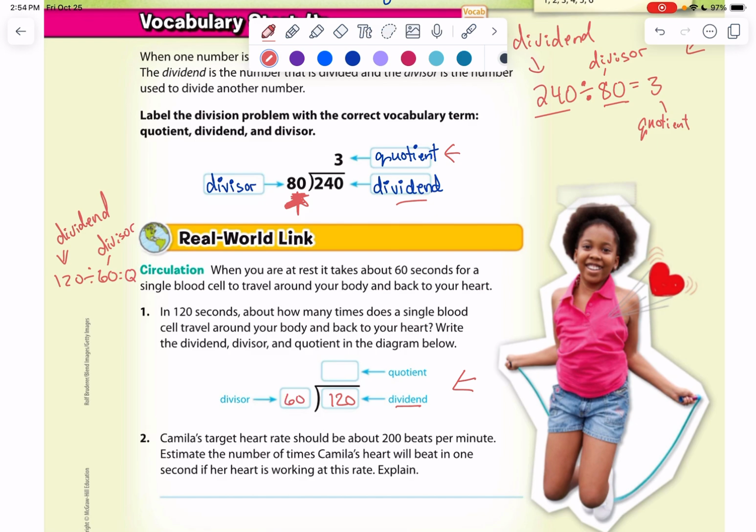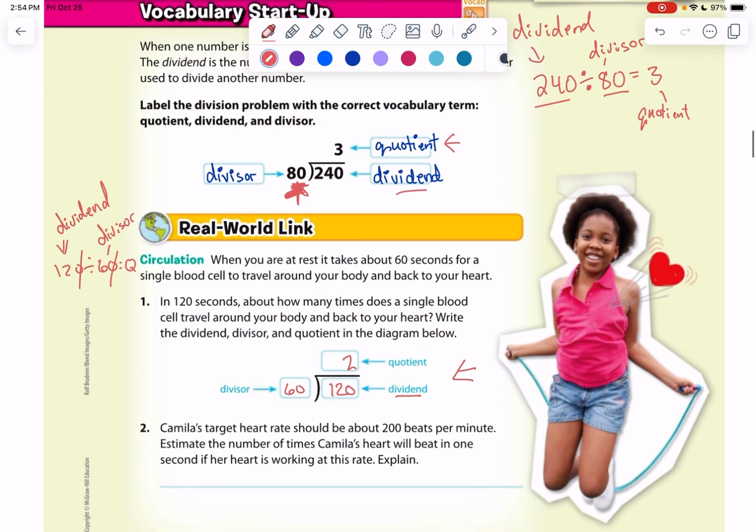Well, we could cross off these matching zeros, and then really this problem is just 12 divided by 6, which is 2. We can make two groups of 60 out of 120. So that's all there is to that one.